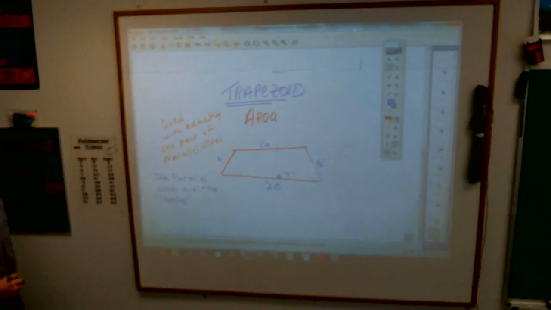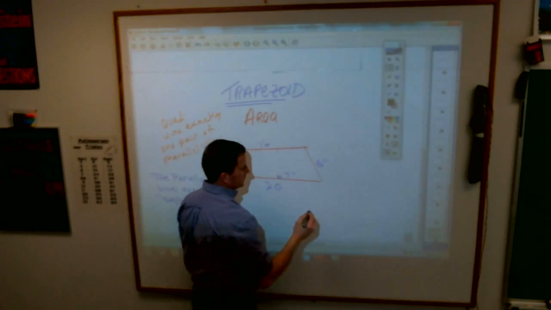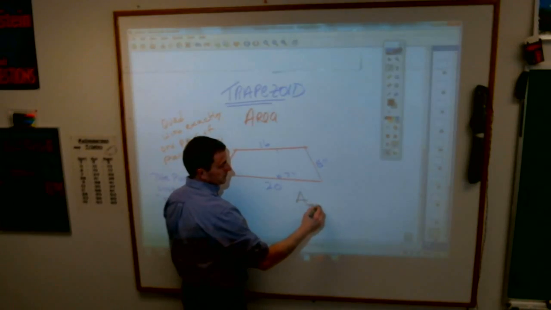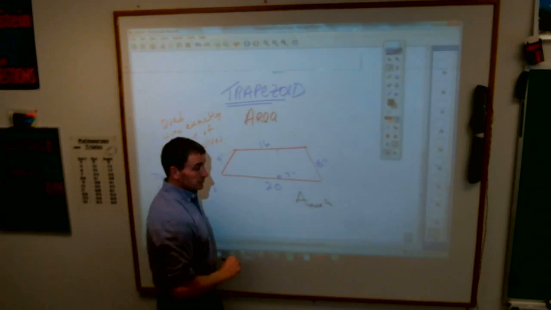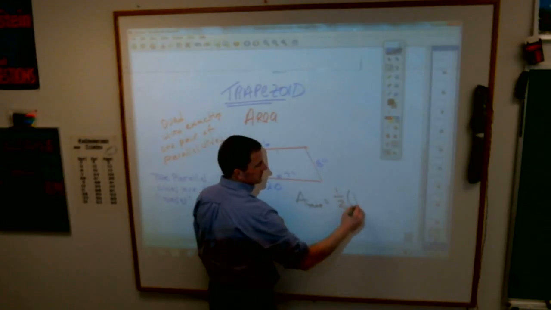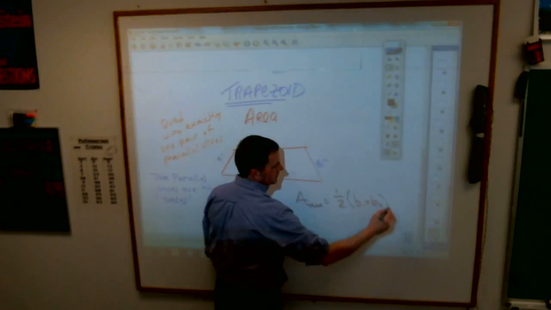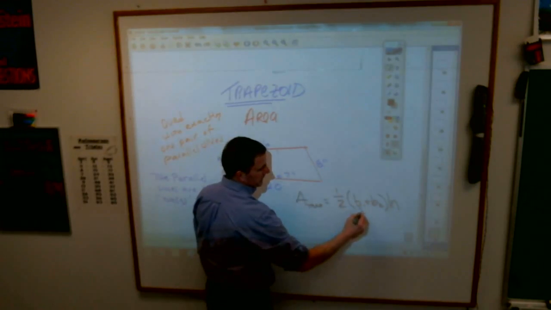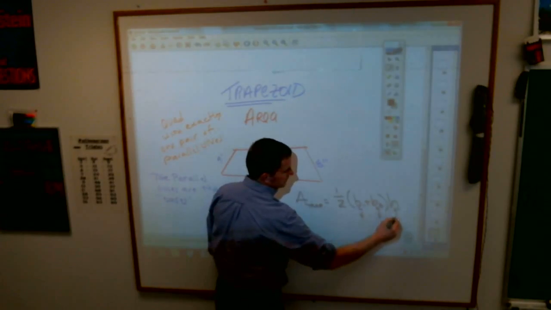This is the area formula that you will use forevermore for the area of a trapezoid. Area of a trapezoid equals 1/2 in parentheses base 1 plus base 2 times height. Base, base, height.